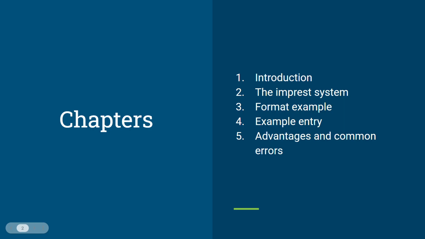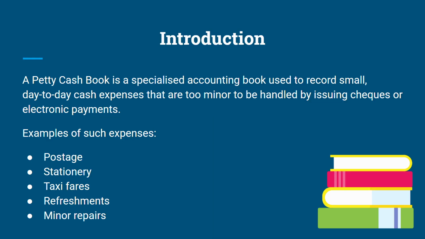So these are the chapters we're going to go through. We're first going to understand what a petty cash book is, obviously. Then we will understand what an imprest system is. We will look at some examples, and then we are going to go through some advantages and common errors to watch out for. Alright, so what is a petty cash book?